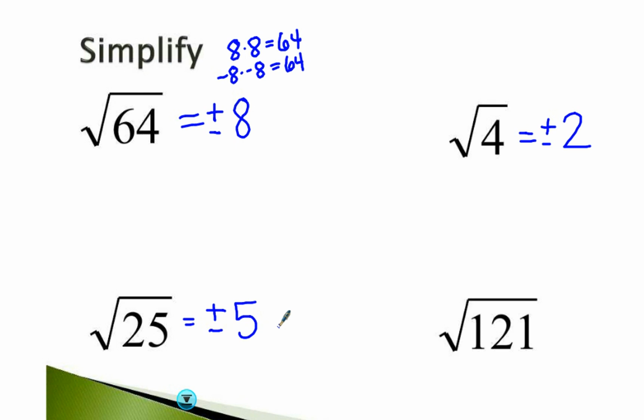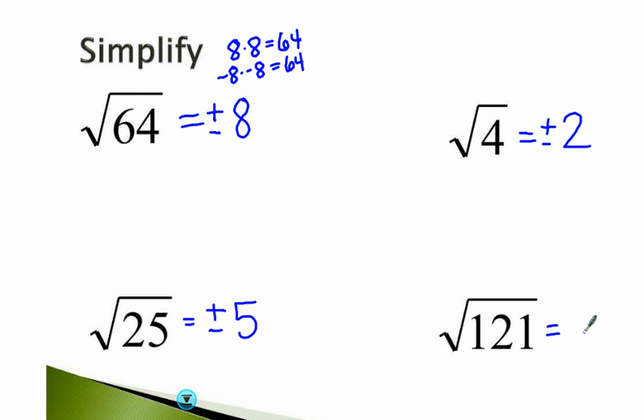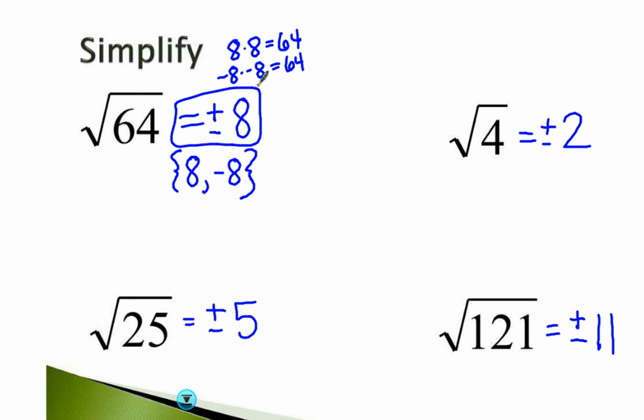And then you might not know the square root of 121, but again, that's what our calculators are for. 121, and we see that is a perfect square, and it is 11. So it's going to be positive and negative 11. And that's how we list those. You're welcome to also list it like this. You could say 8 and negative 8. If you want to include that in a set, as in brackets, you can do that as well, but this is the more common way that you'll see that.